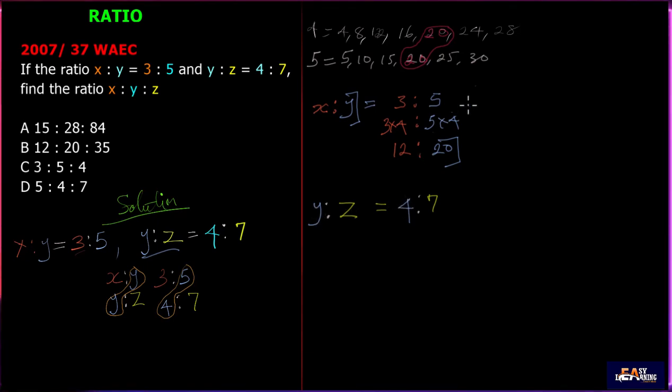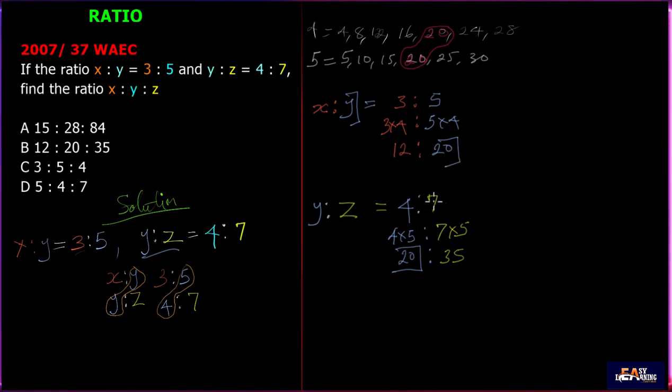Now we ask ourselves, we had a common multiple of 20. What are we going to multiply with 4 to give us 20? That will be 5, meaning we are going to multiply everything here by 5. Now 4 times 5 is 20, and 7 times 5 is 35. Observe something. Now we've been able to establish that our y in this ratio is 20 and y here is 20.